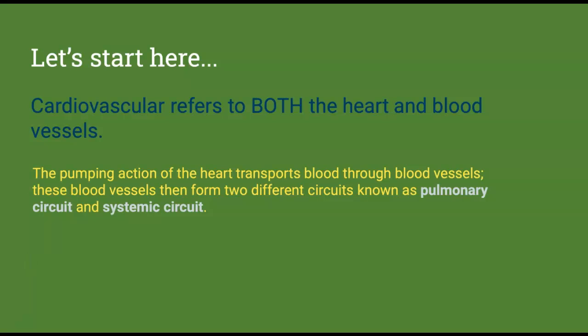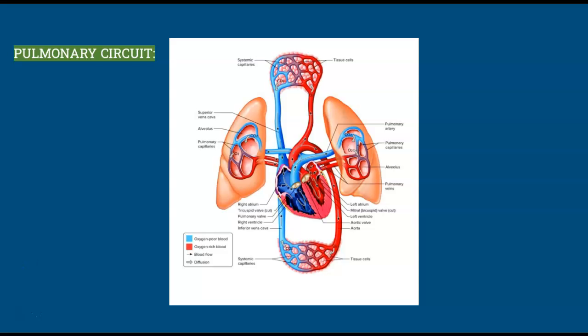Let's start here. Cardiovascular refers to both the heart and the blood vessels. The pumping action of the heart transports blood through blood vessels. These blood vessels then form into two different circuits known as pulmonary circuit and systemic circuit. I'm going to tell you guys what each of these circuits do in general, and then further along we'll go into more detail as far as the actual blood flow.